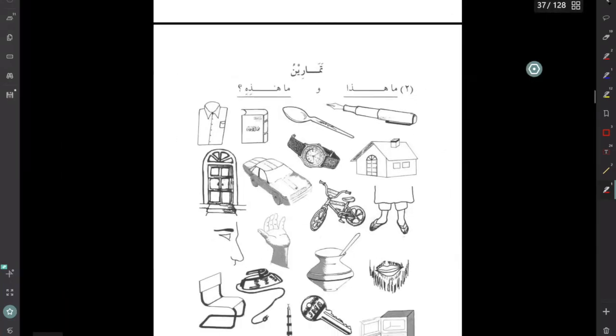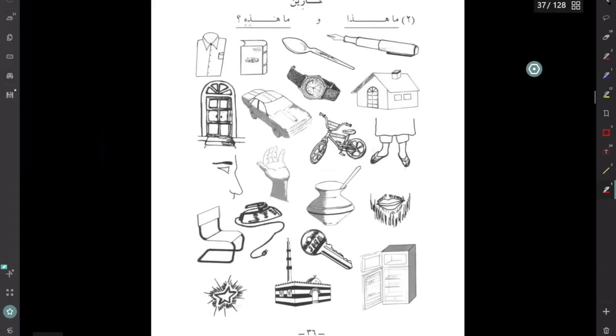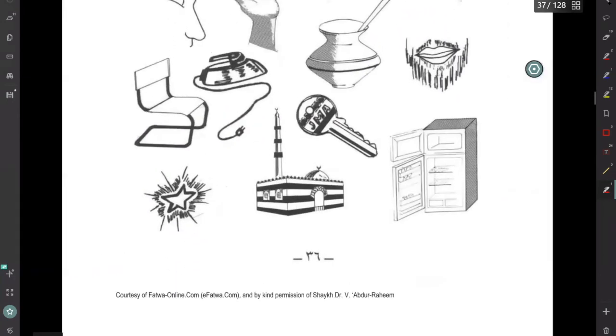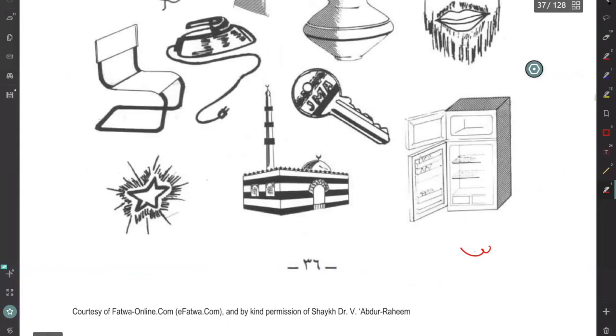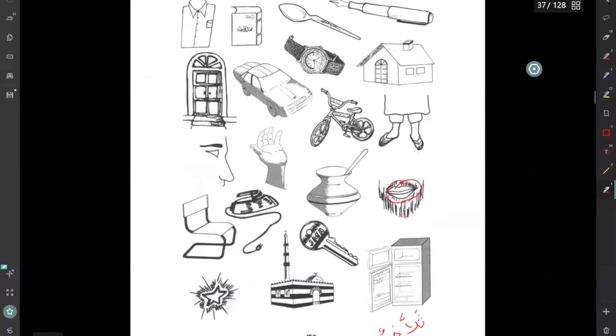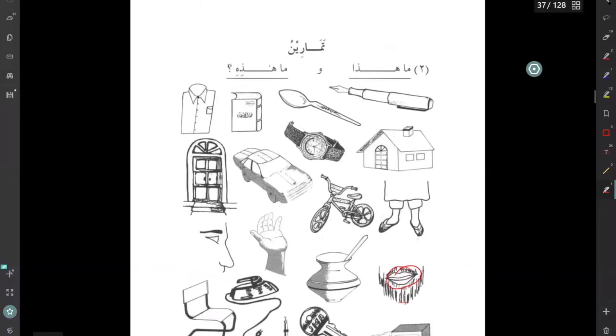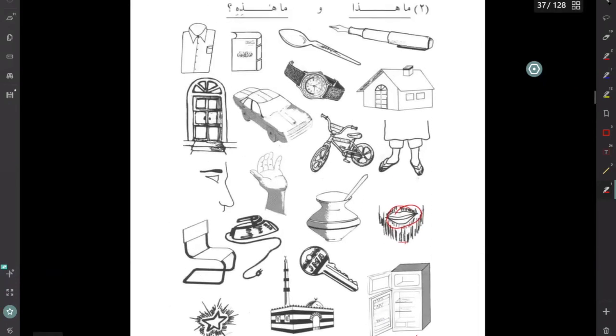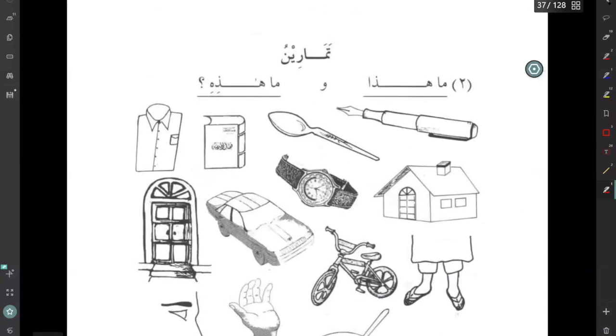Make sure you know all of these words. I think you know all of this, except for this one. Thallaja is a refrigerator, like fridge, freezer, right? I think every other word you should know, inshallah. Anyway, if you don't know this one word, it's not a problem. But basically, they're asking in which one you say hada and in which one you say hadihi.